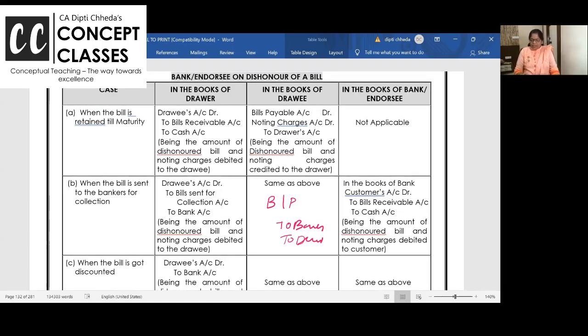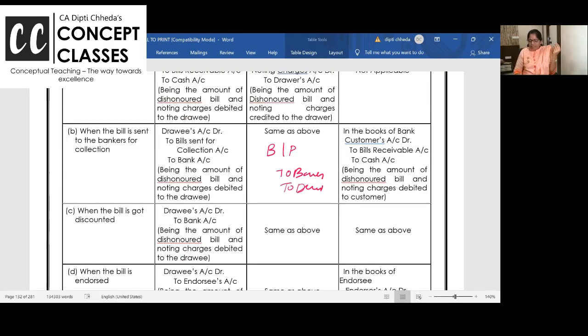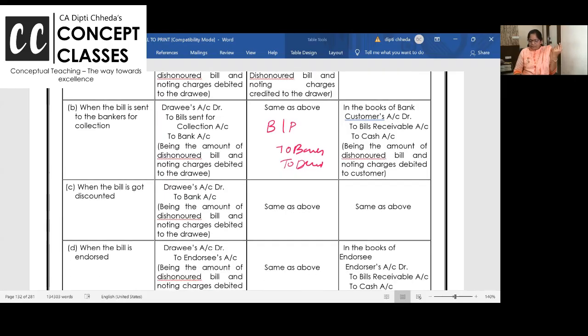Whenever the bill is cancelled, drawee account debit. We have seen Tom and Jerry's problem. We debited Jerry's account. Drawee account debit to bills receivable and to cash if I am holding it. Drawee account debit to bills sent for collection and to bank. These two bank credits are for noting charges. Drawee account debit to bank.